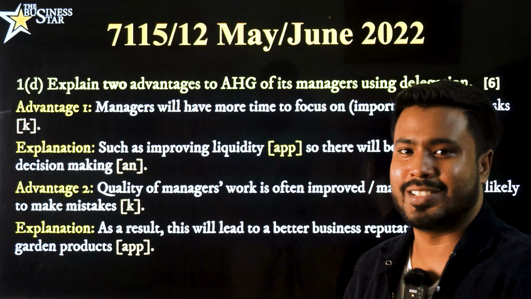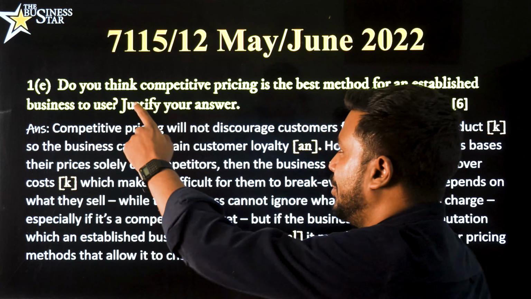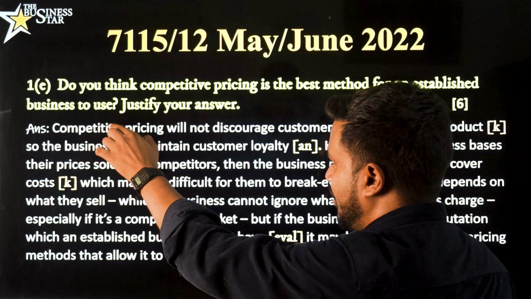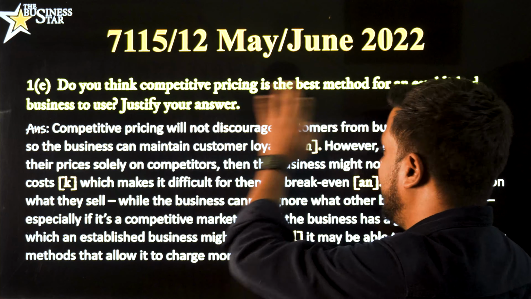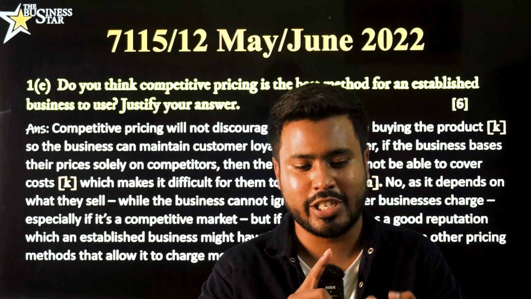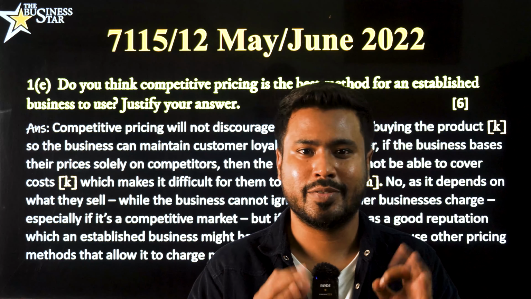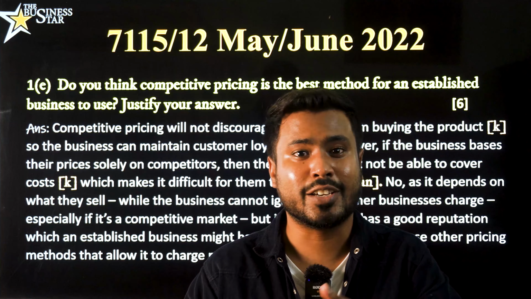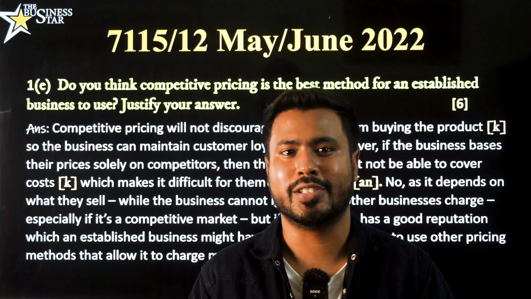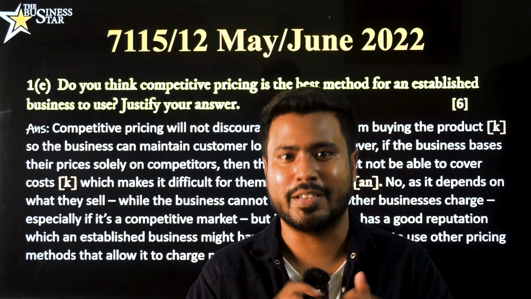That was the application. Moving on to question number 1E, which is, do you think competitive pricing is the best method for an established business to use? Justify your answer. It is also of 6 marks. Okay. Remember, in question number 1E, 2E, 3E and 4E, each of them consists of 6 marks. And we need to write a combination of 2 knowledge, 2 analysis and 2 evaluations. Repeat with me, 2 knowledge, 2 analysis and 2 evaluation.